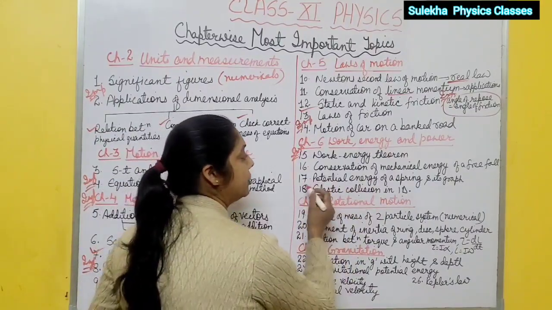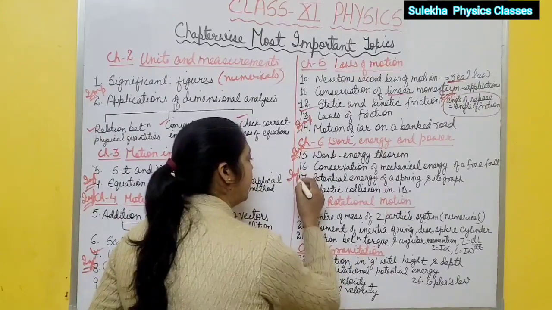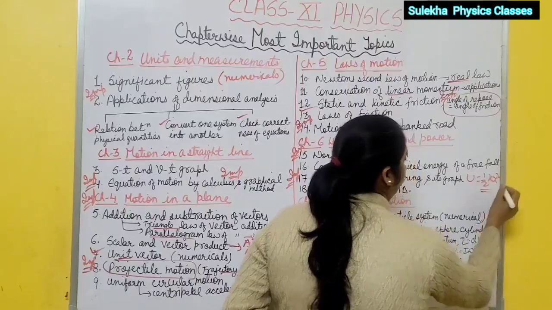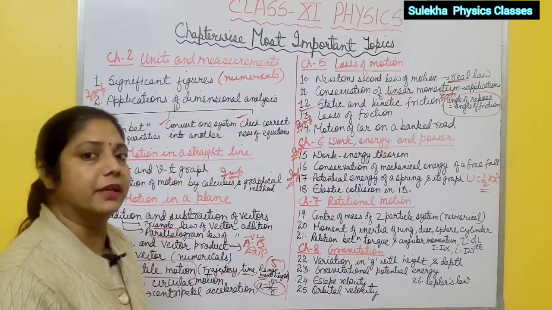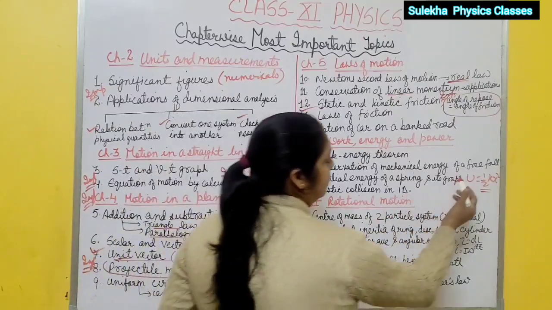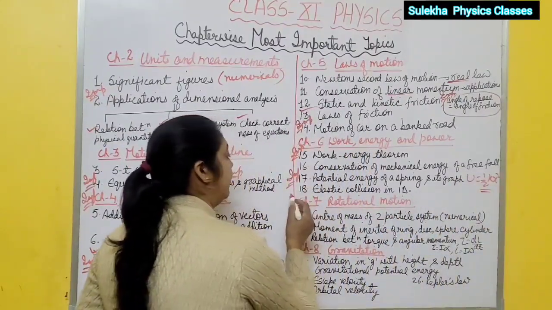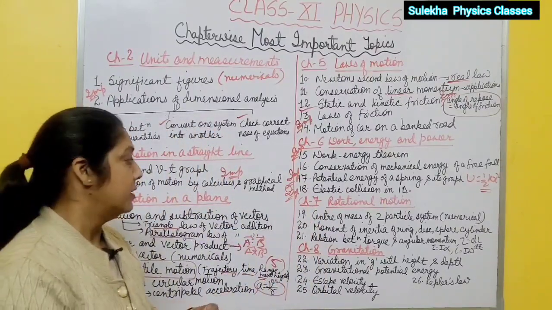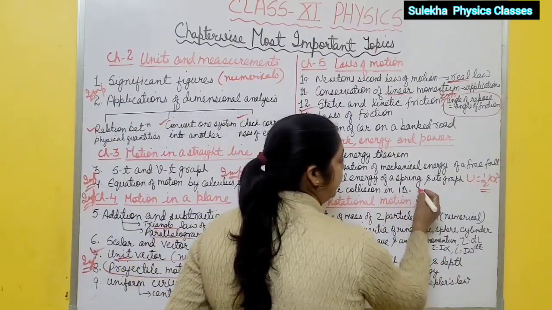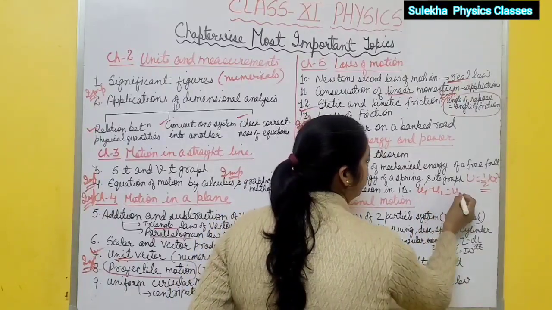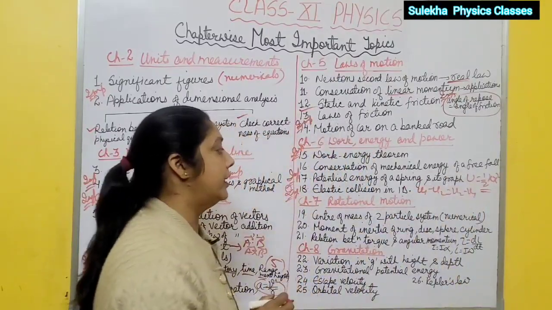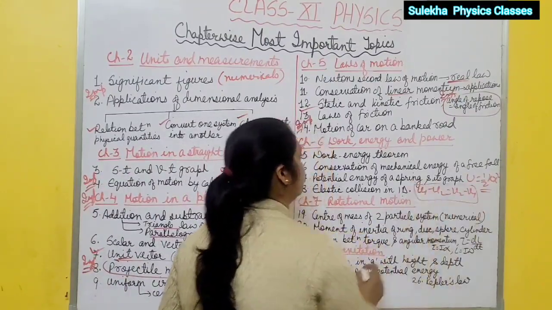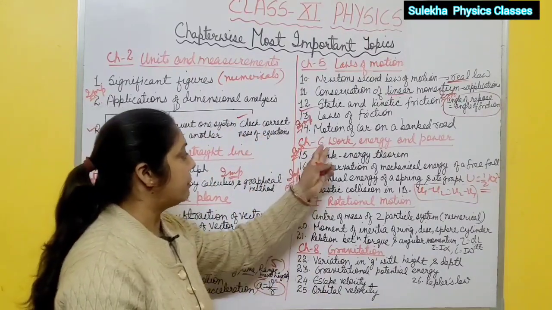Then potential energy of a spring and its graph. This topic is also very important. You have to prove that potential energy of a spring is half kx square, and its related graph is also there. You have to find energy and displacement graph. Then next important topic of this chapter is elastic collision in one dimension. In this one you have to prove that u1 minus u2 equal to v2 minus v1, relative velocity of approach is equal to relative velocity of separation. You have to prove this one. This topic is also very, very important. So 3-4 topics in this chapter.